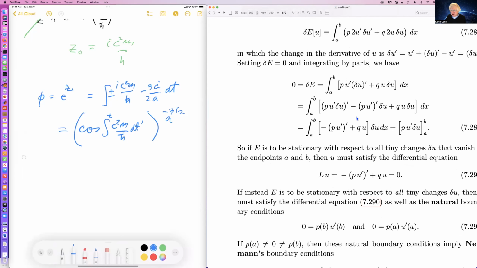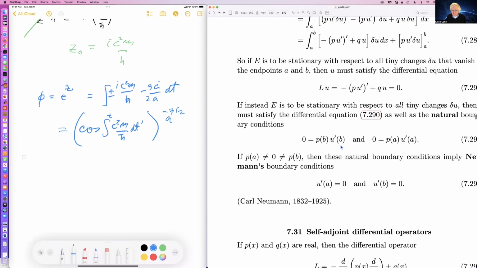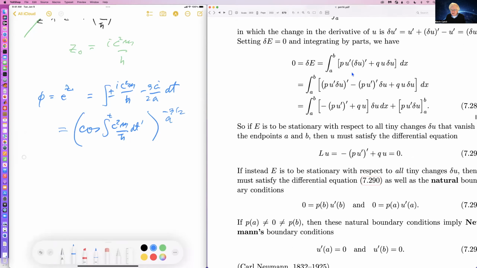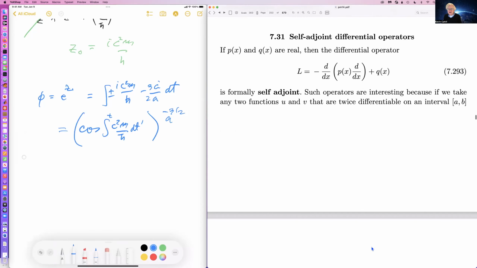What we have is that the energy is stationary if the function satisfies the differential equation, and we may or may not want it to satisfy the boundary conditions, but if we want it to be completely stationary, then it has to satisfy not only the differential equation, but also the boundary conditions. And so this leads us to consider self-adjoint differential operators.